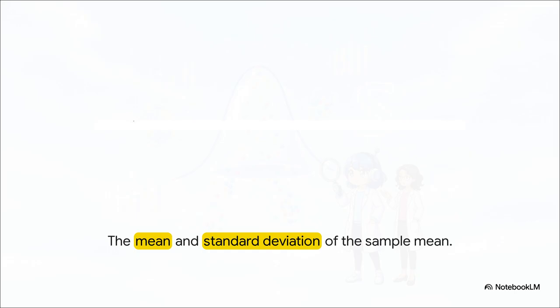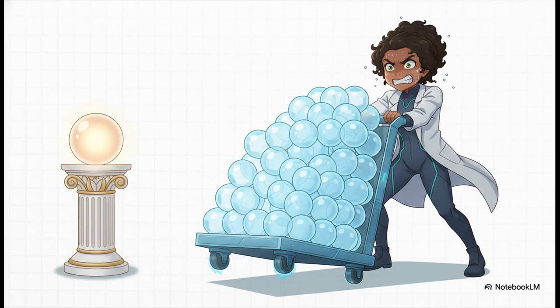But notice that standard deviation formula right below it, the standard error? It's the population standard deviation, sigma, divided by the square root of n. This means as our sample size n grows, that denominator gets larger and our error visibly shrinks. But there is a highly counterintuitive catch built right into that standard error formula.